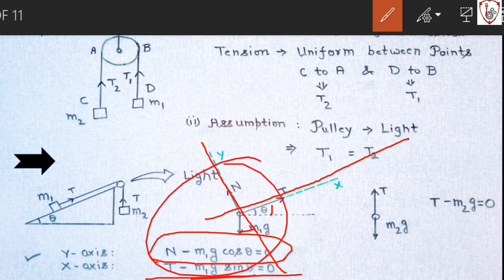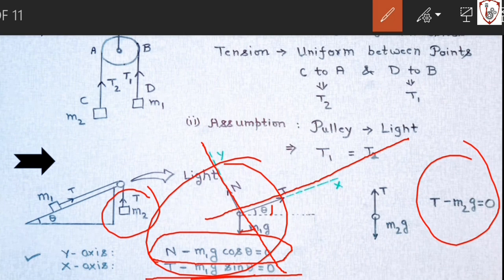Clear here? Now, draw the free body diagram of the M2. That is very simple. There are only two forces. One is T in the upward direction, the tension, and its own weight in the downward direction. The block is having no movement or acceleration. So the equation will become T minus M2g is equal to 0. Net force will be 0. Correct? Now you have these equations. You can solve as per the question.